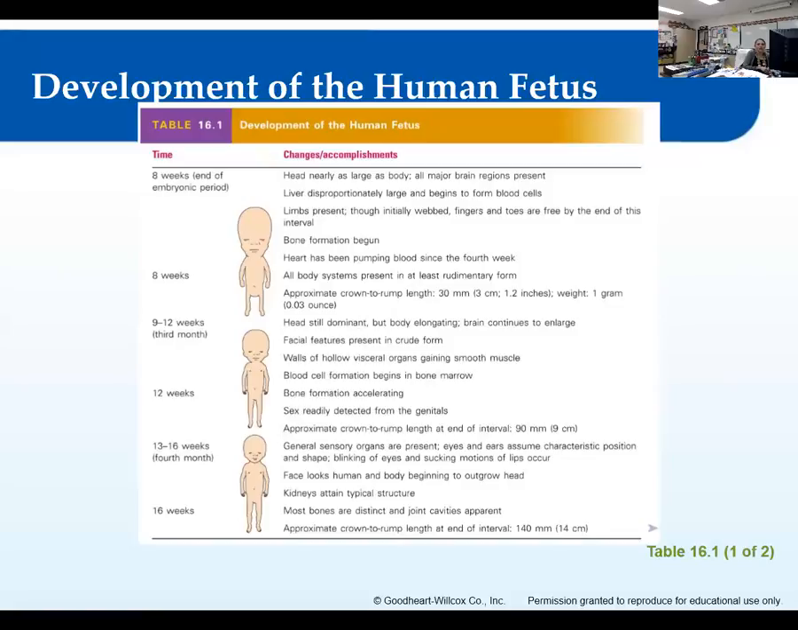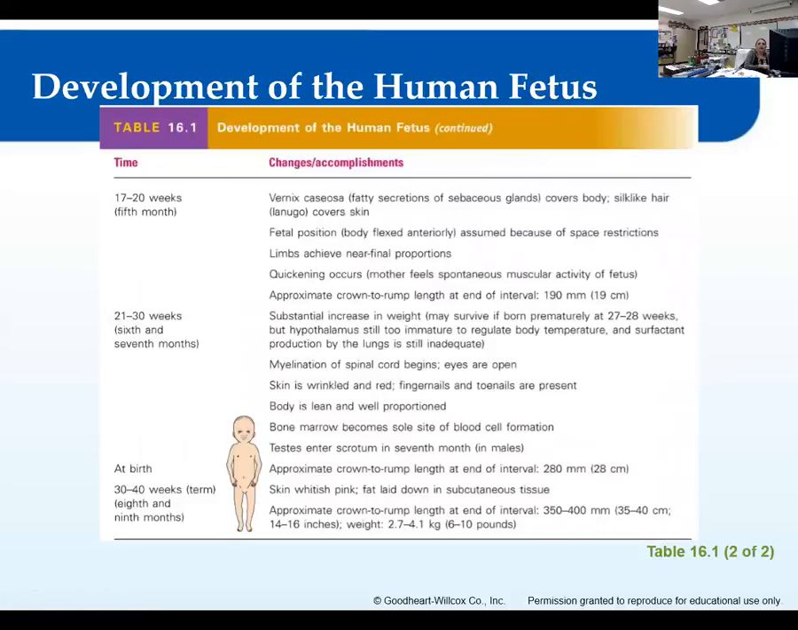13 to 16 weeks. Sensory organs are present. Eyes and ears kind of assume their position and their shape. Their face starts to look more human. Body's growing. Kidneys get their structure. At 16 weeks, with sonograms you can see their bones and how they're shaped. Somewhere around week 18, they usually do 18 to 20, they do an anatomical ultrasound, and that's where they really look for any abnormalities. They look at the spine to see if there's any evidence of spina bifida, and they look at the brain to see if there's any abnormalities there. They look at the heart to see if it's pumping the way that it's supposed to.